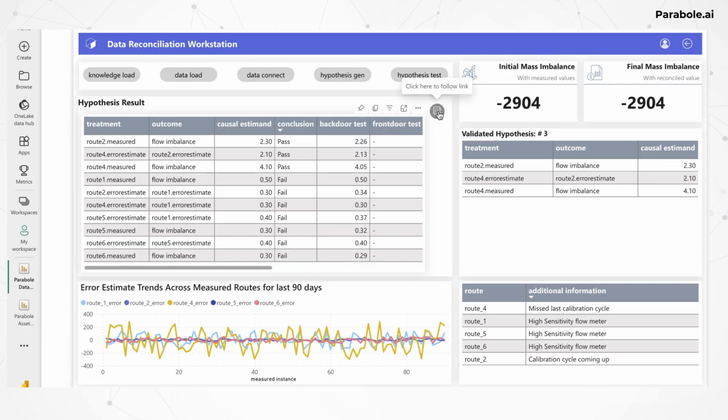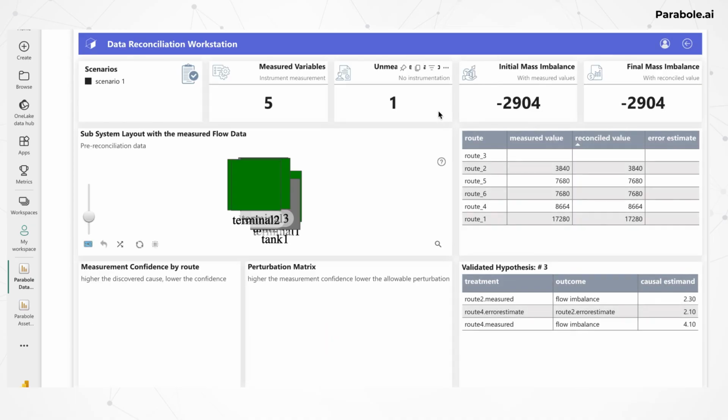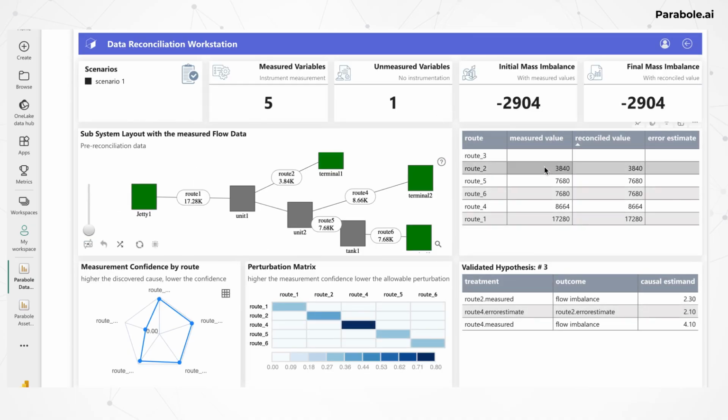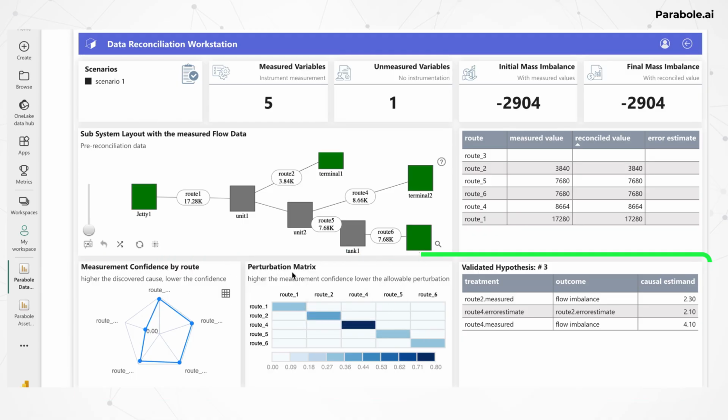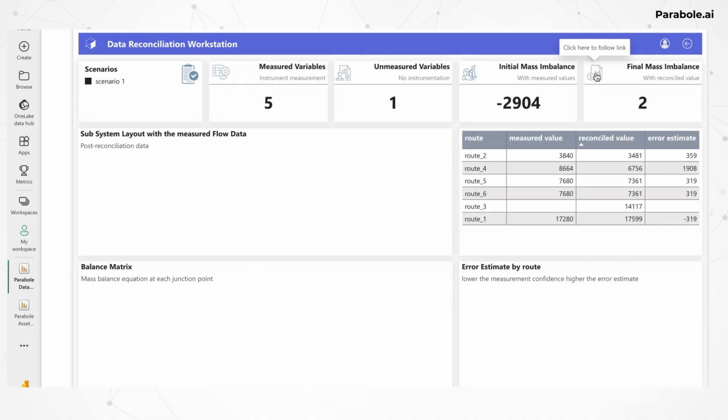In the next step, I aim to understand which readings I can change more and which ones I should avoid altering significantly. The agent indicates that I can perturb route 4 the most, followed by route 2. Meanwhile, minimal changes are recommended for the other routes. The allowable perturbation depends on the 3 validated hypotheses. With route 4 measurement identified as the primary cause of the imbalance, the confidence in that sensor reading is minimal. As a result, the perturbation allowed for that reading is maximized, as shown by the confidence score and perturbation matrix on the machine interface. In the final step of the workflow, I initiate the agent's flow balance step.